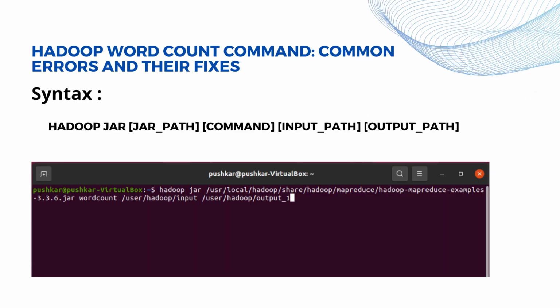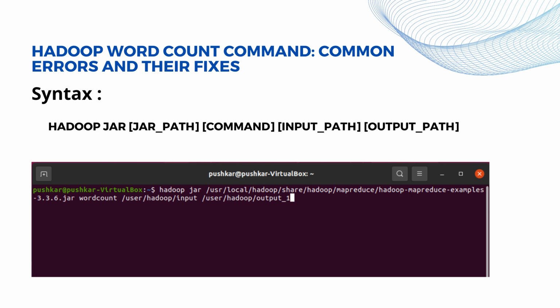Let's start by understanding the correct syntax for running the Hadoop word count command. The general structure is as follows: hadoop space jar, then jar path, then command, then input path, and then output path. You can see the command here. Let me break it down for you.